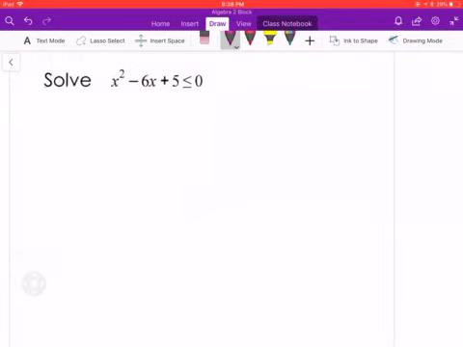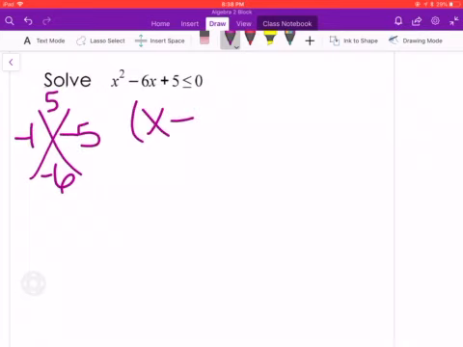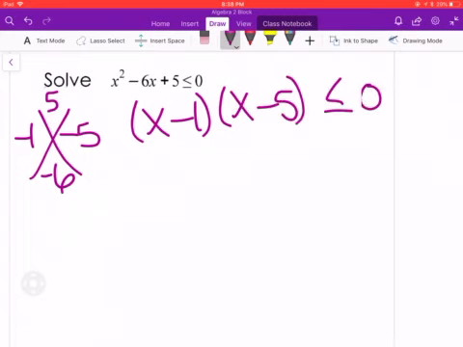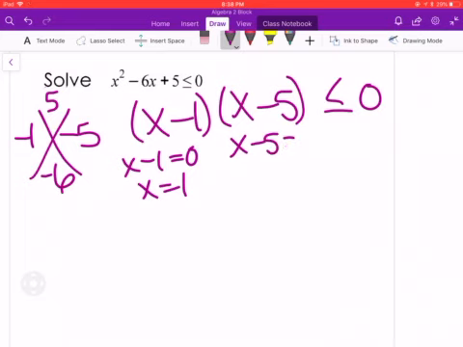Again, this one factors, so that's the method I'm going to choose to solve it. It's an x squared, so I can find factors of 5 that add up to -6, and that's going to be -1 and -5. So it's going to factor to x minus 1 and x minus 5, less than or equal to 0. Solving for x here, I'm going to get x equals 1. Solving for x in this one, I'm going to get x equals 5.